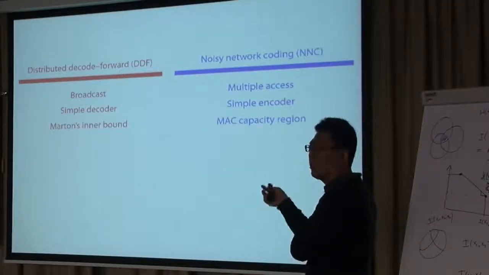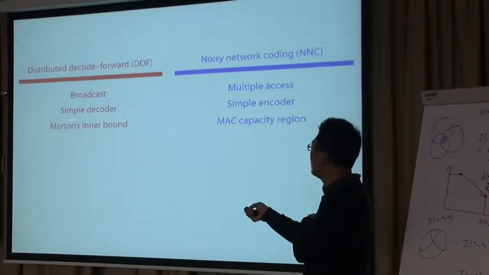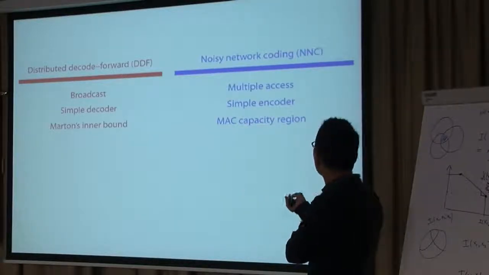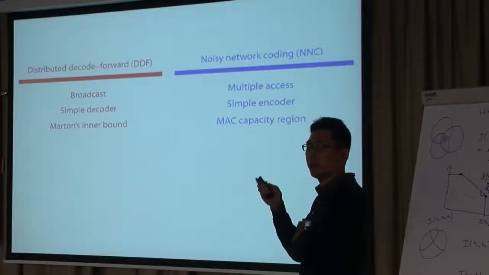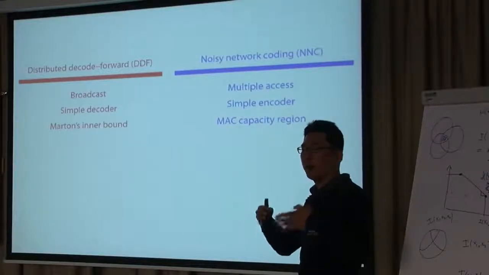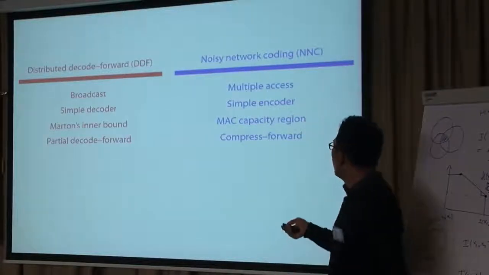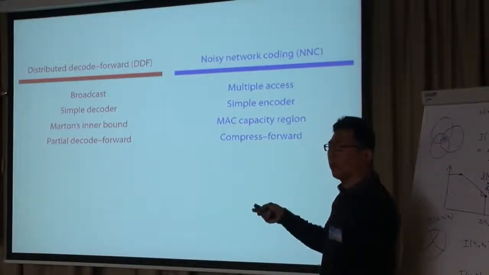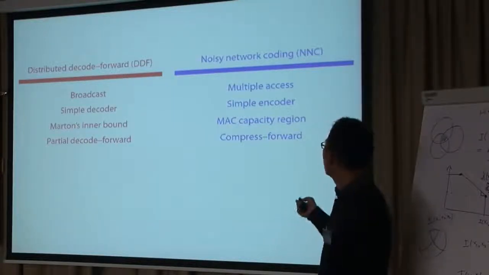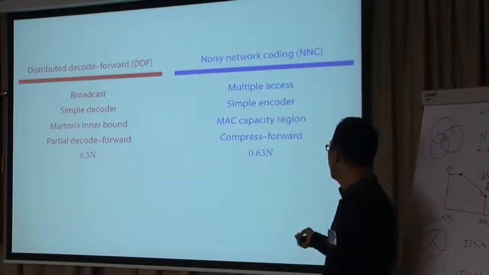When you simplify everything into single hop, distributed decode-forward simplifies to Marton's inner bound, which I showed you earlier. And noisy network coding simplifies to the multiple access channel capacity region. So it at least passed the test of whether these are reasonably good when everything is single hop. When you specialize to the 3-node relay channel, distributed decode-forward becomes partial decode-forward, and noisy network coding becomes compress-forward. And the gap for the Gaussian is 0.5 and 0.63.